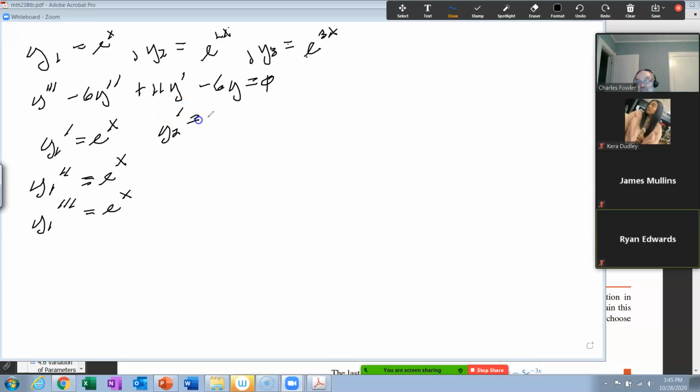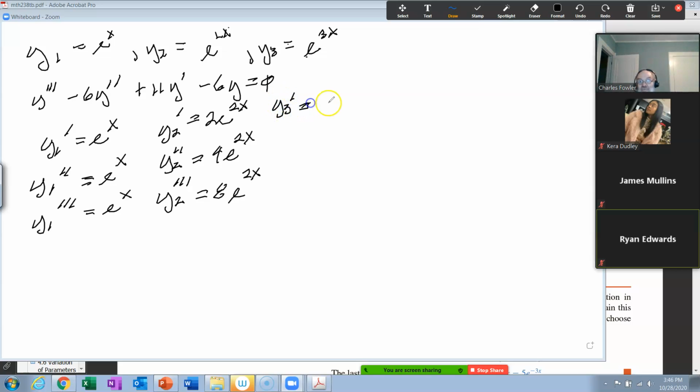y2 prime is equal to 2e to the 2x. y2 double prime is equal to 4e to the 2x. And y2 triple prime is equal to 8e to the 2x. Okay? So y2 triple prime would be 8e to the 2x minus 6 times 4 is minus 24. So 8 minus 24 would be minus 16, I think. Okay. Plus 11 times 2, 22. That would be plus 6 minus 6 e to the 2x. Sure enough, that adds to 0. Let's see if the third one works.